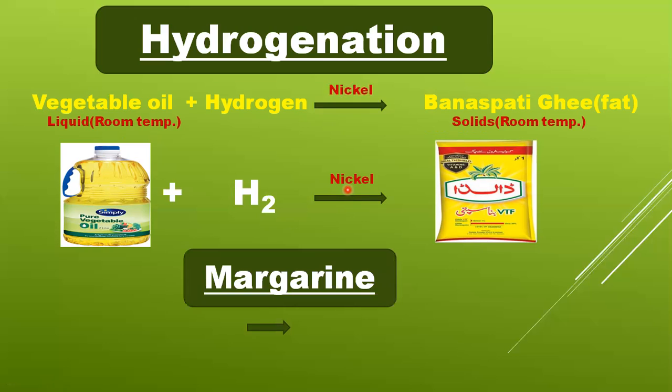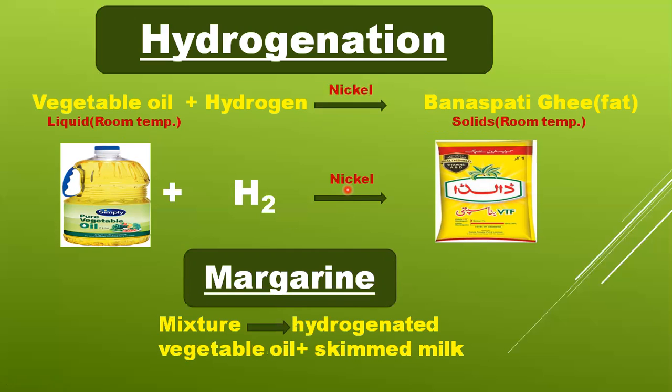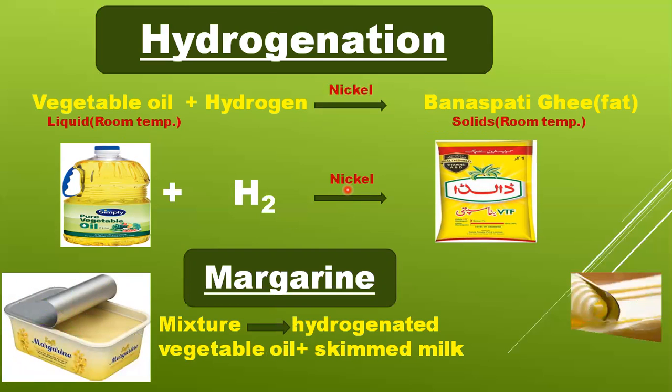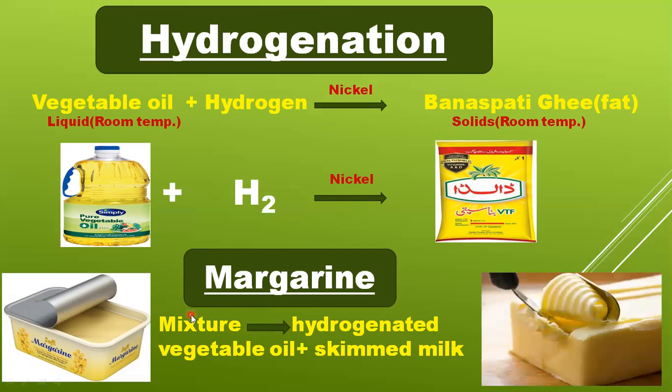Now, the next definition is margarine. What is basically margarine? Margarine, class, is basically a mixture. A mixture of which? It is a mixture of hydrogenated vegetable oil plus skimmed milk. When hydrogenated vegetable oil combines with the skimmed milk, it produces a mixture, and this mixture is known as margarine.